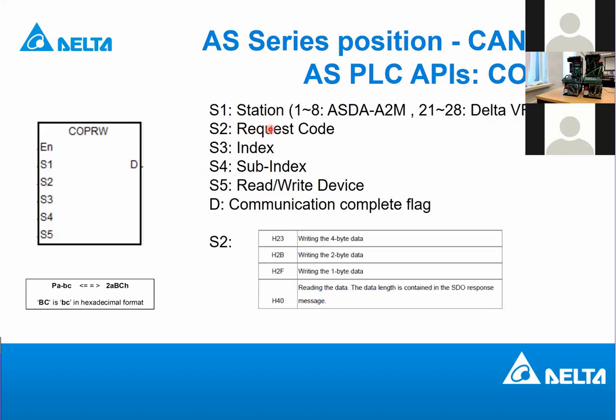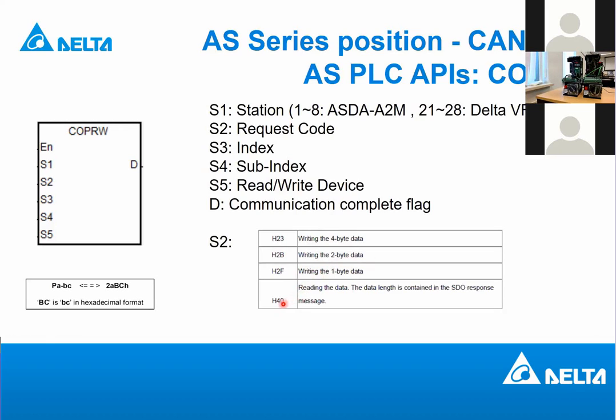You can see S2 is the request code. It's just like the function code if you are using Modbus communication. So request code means what do you want to write to your slave? If you write hexadecimal 23, it means you want to write 4-byte data to the slave. If you write hexadecimal 2B in the request code, it means you want to write 2 data bytes to your slave. If you write 2F, it means, so this is just the function code, kind of what are you sending to the drive?